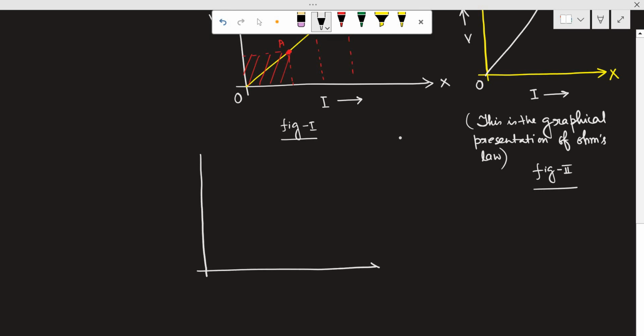This is the axis. This is x axis. This is y axis. I am plotting V, that is potential difference, along x axis, and current along y axis. And we know the SI unit of potential difference is volt. So V in volt. And the SI unit of current is ampere. So current I in ampere.